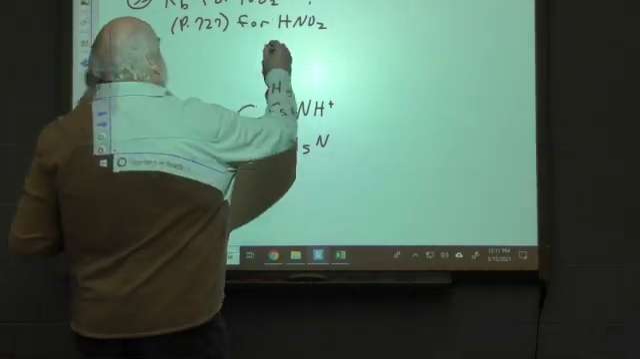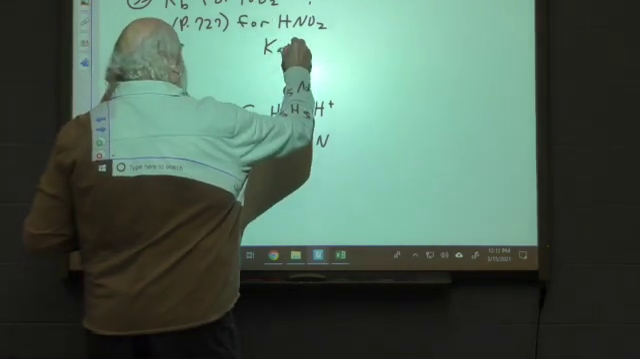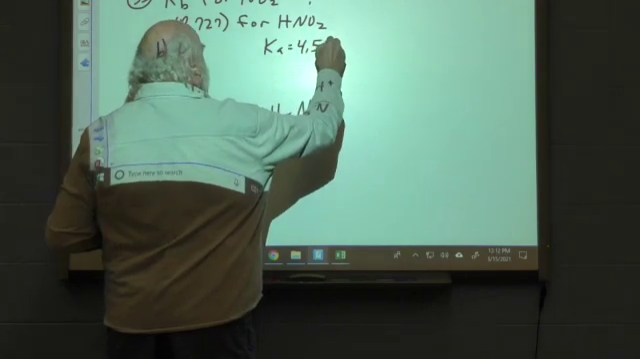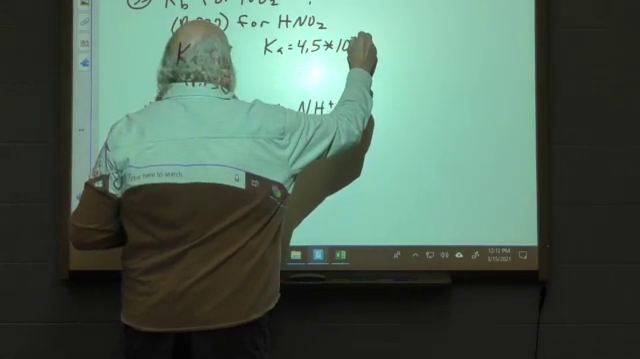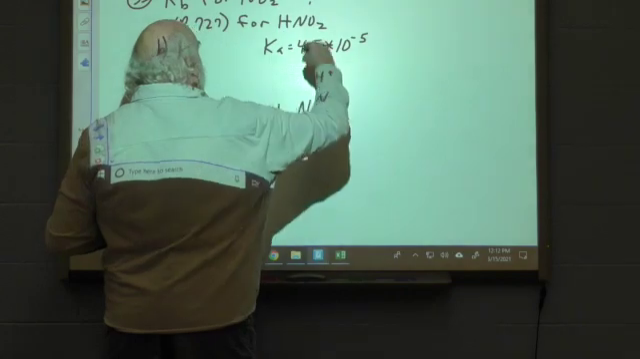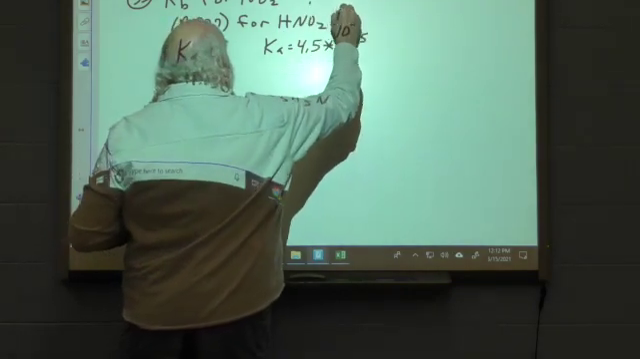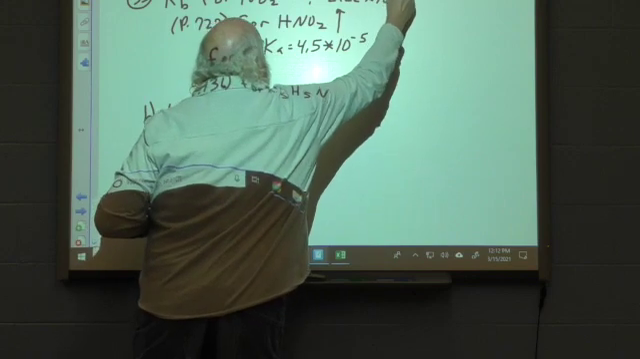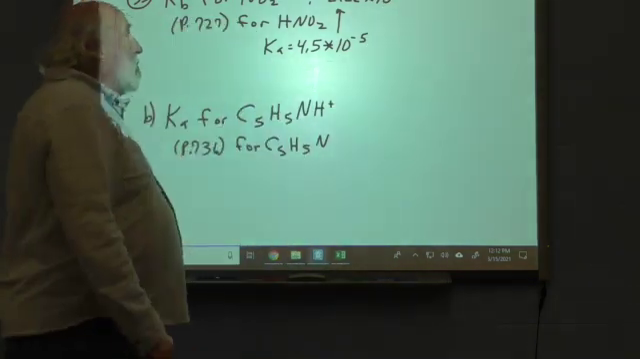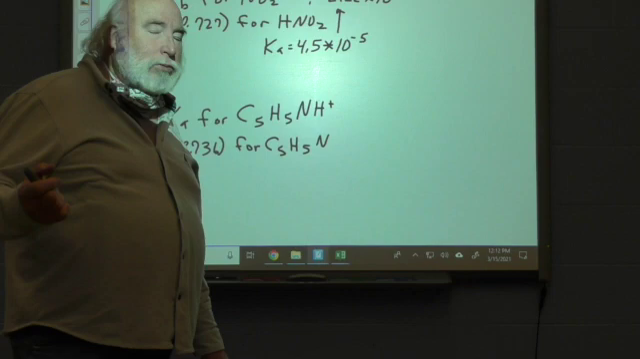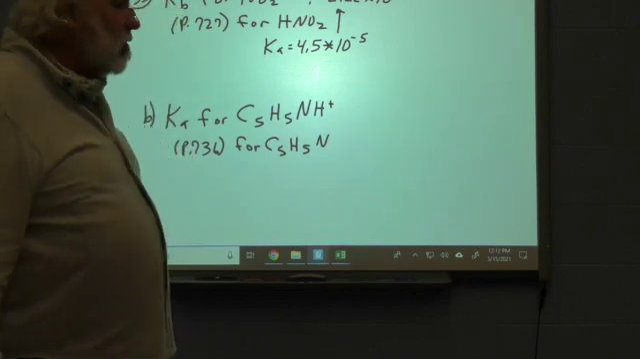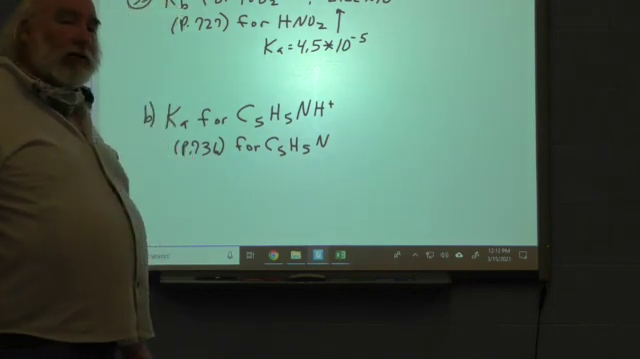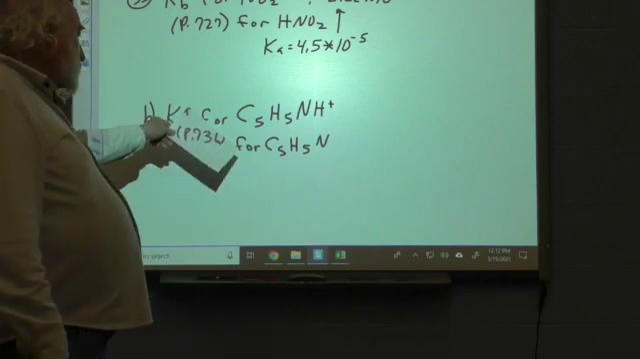We found that the Ka of this was 4.5 times 10 to the negative 5th. Therefore, the Kb for this, we said, is 2.22 times 10 to the negative 10. And if you multiply those two together, you will get, with a little rounding off edging there, 1 times 10 to the negative 14. So let's do this one right here.